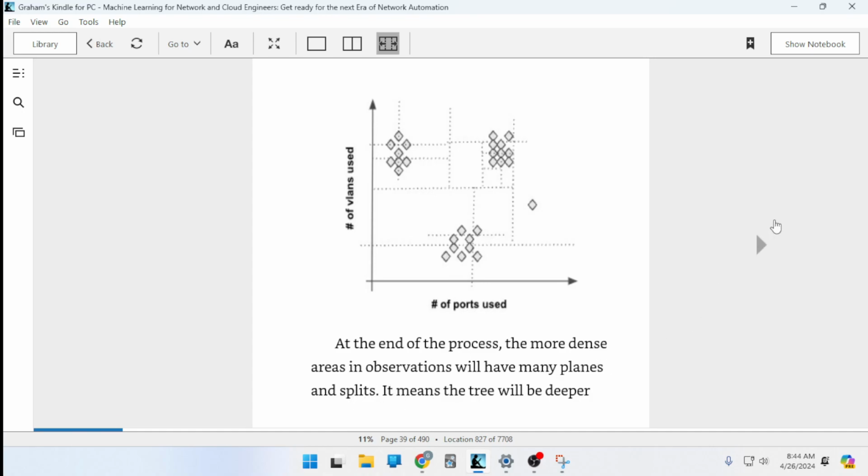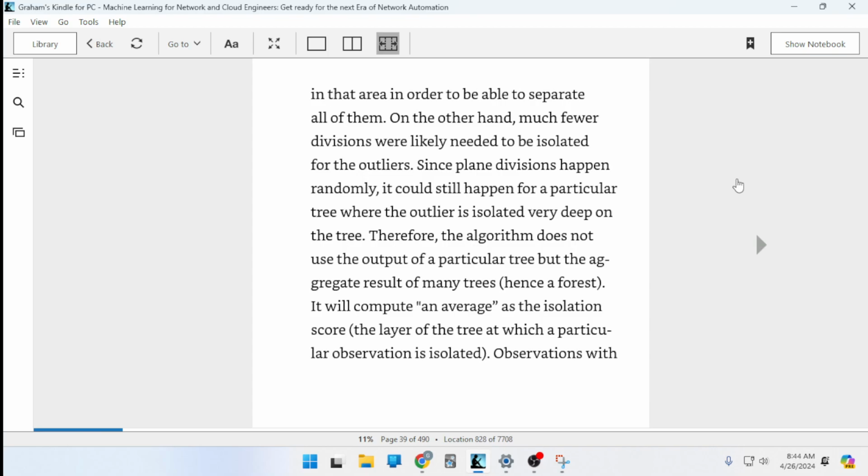It means the tree will be deeper in that area in order to be able to separate all of them. On the other hand, much fewer divisions were likely needed to isolate the outliers. Since plane divisions happen randomly, it could still happen for a particular tree where the outlier is isolated very deep on the tree. Therefore, the algorithm does not use the output of a particular tree, but the aggregate result of many trees, hence a forest.